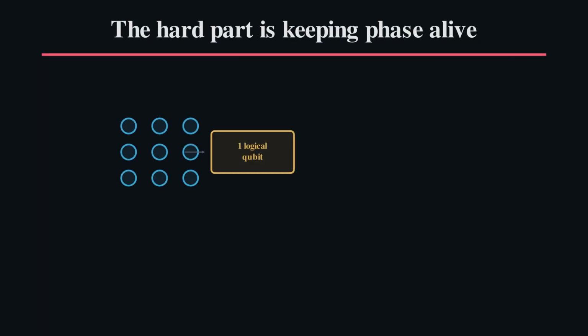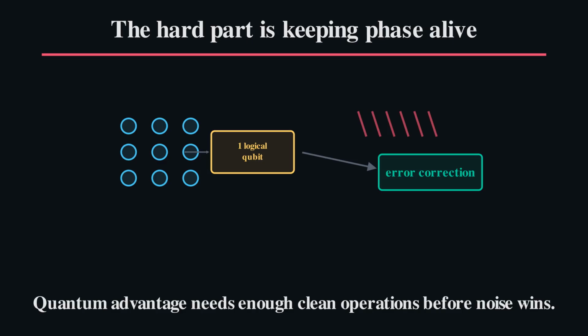There are limits. Qubits are fragile. Noise leaks information into the environment, destroying the delicate phase relationships the algorithm needs. Real machines use calibration, error mitigation, and eventually quantum error correction, where many physical qubits protect one logical qubit.